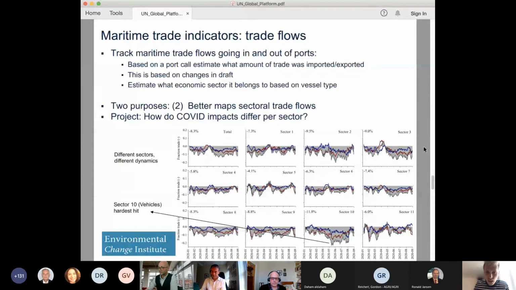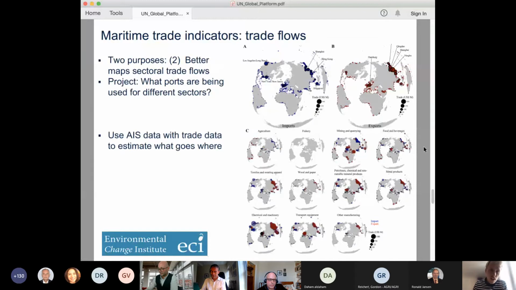And you can directly see that different time series have different dynamics. Just to highlight, in sector 10, which is the vehicle and transport manufacturing sector, you can clearly see that this one is hardest hit during the pandemic. This also reiterates some of the statements that have been made on global supply chain shocks, especially in this economic sector.